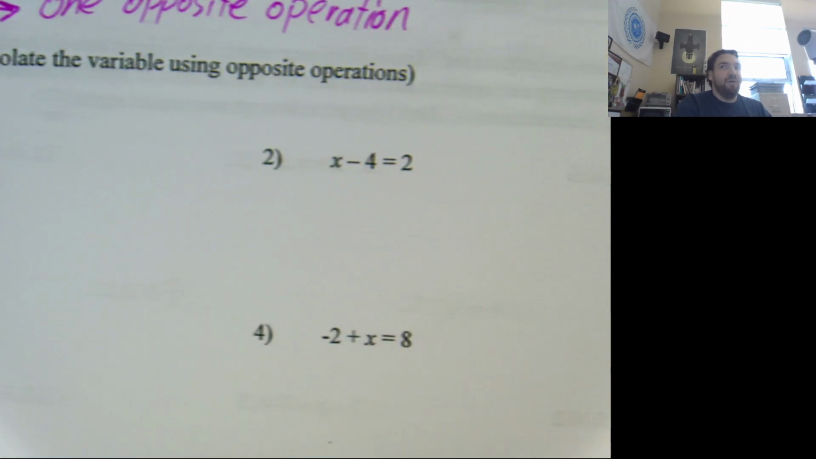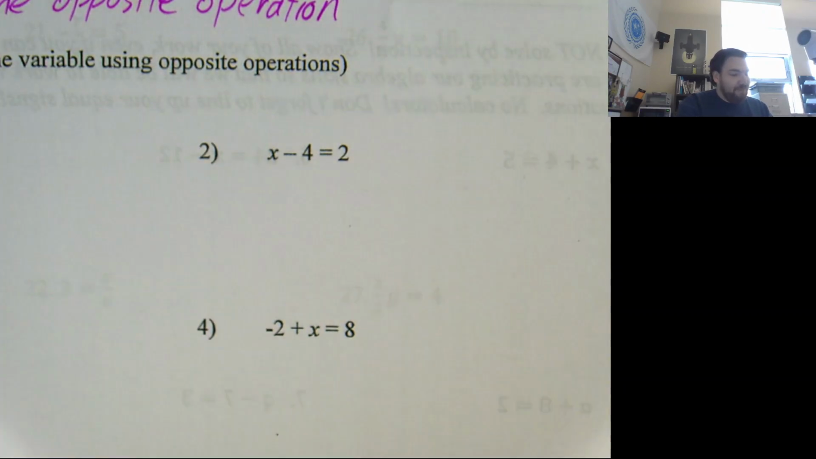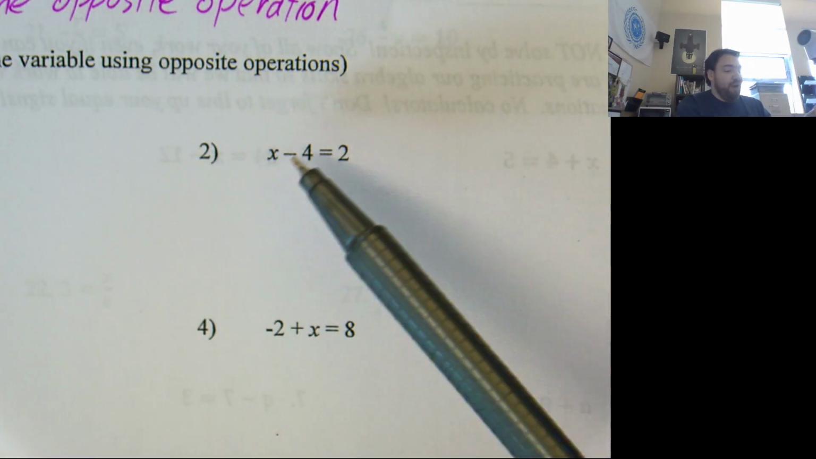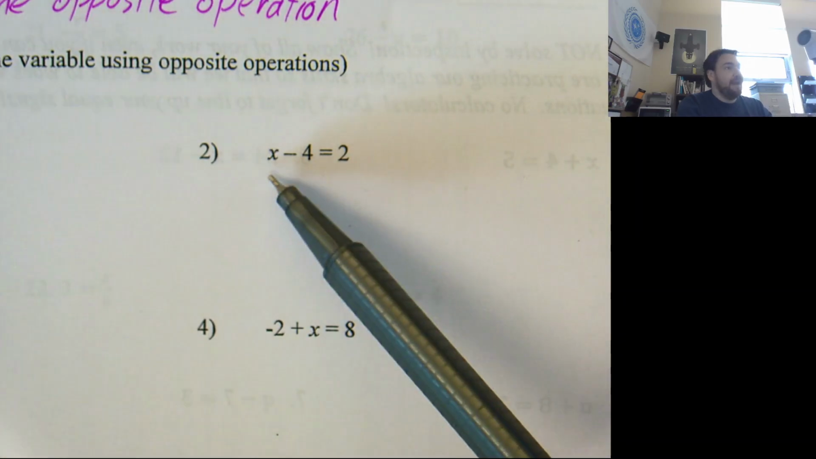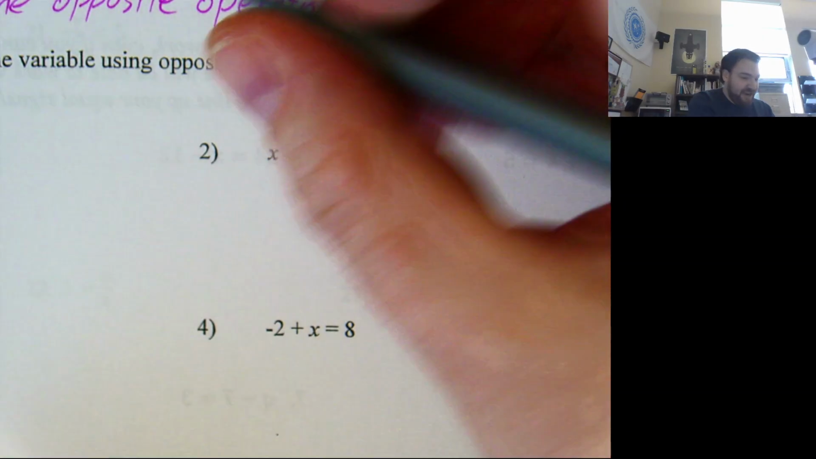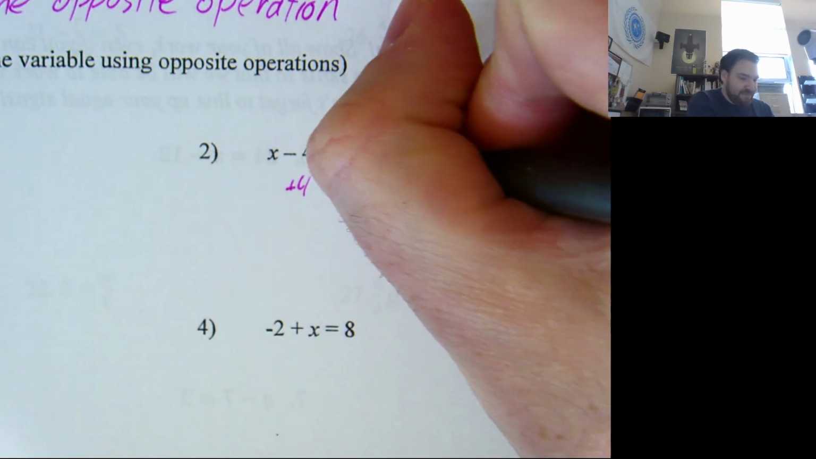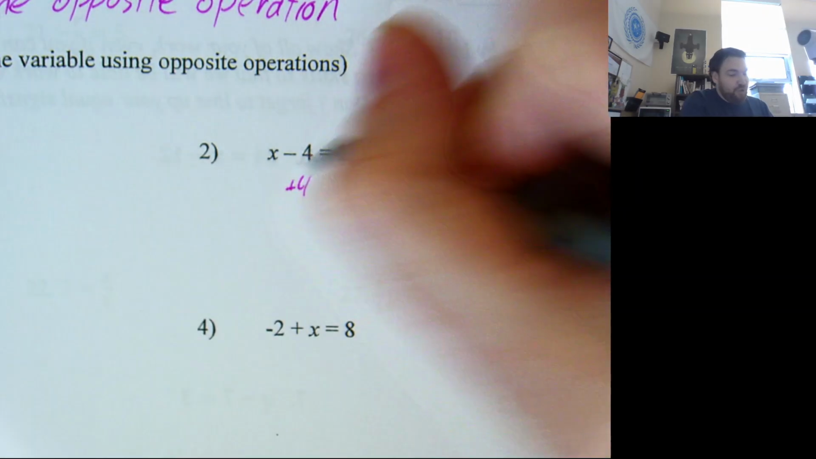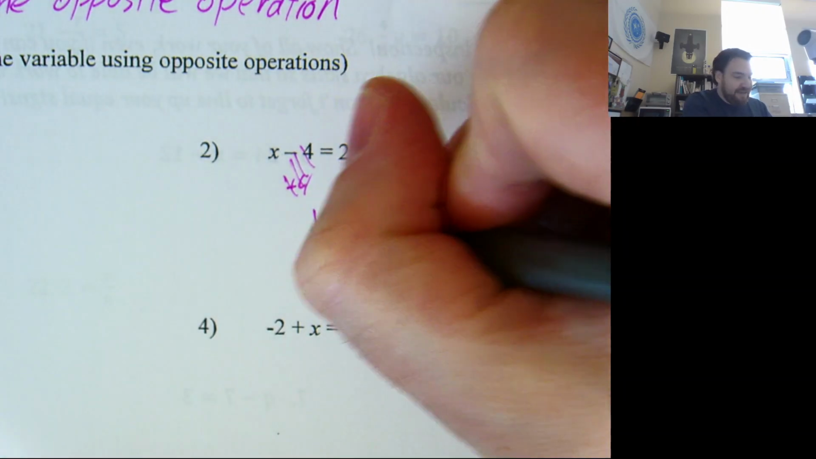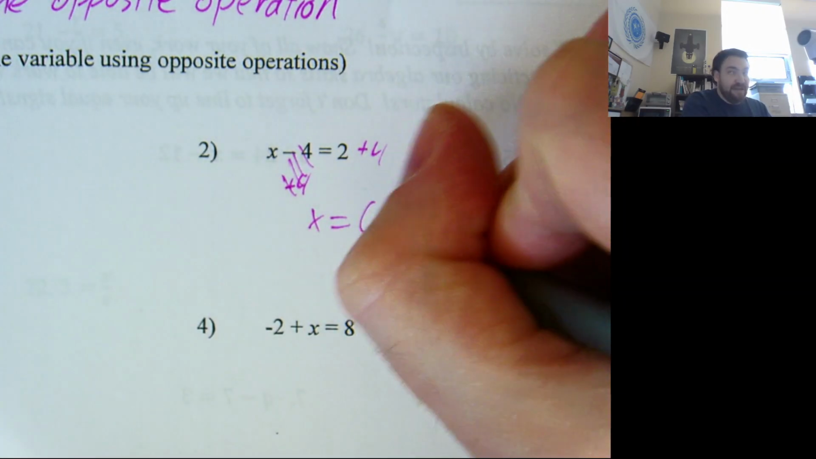Okay, number 2. x is 6. Prove it. It is. But why? I want to get x by itself. Right now, I'm taking 4 away from x, but I want to undo that. I want to add 4 to both sides. So on the left-hand side, the opposite operations cancel. x equals 6.